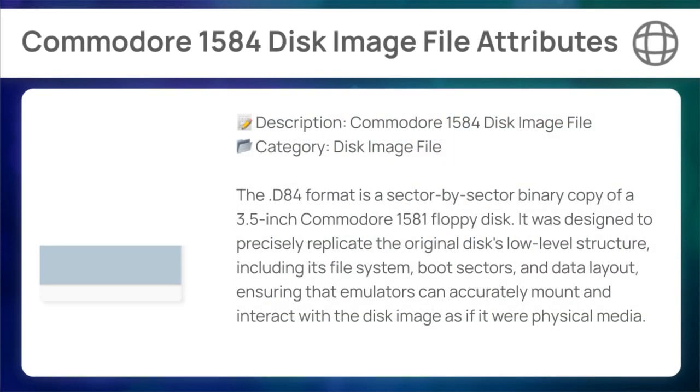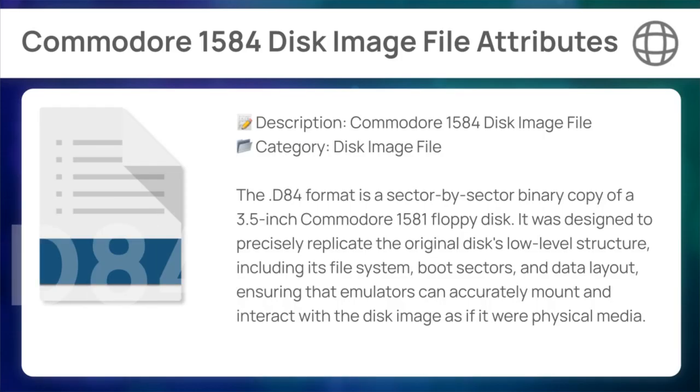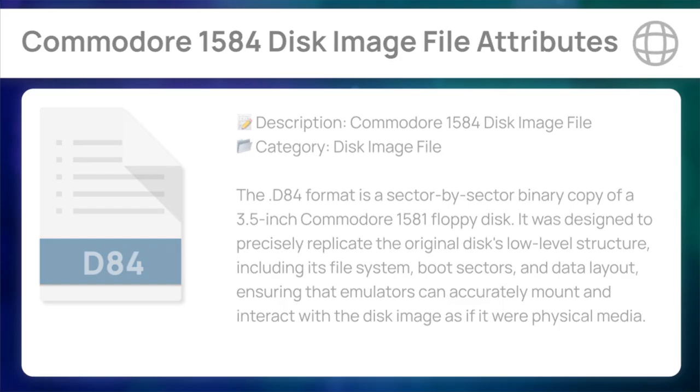The D84 format is a sector-by-sector binary copy of a 3.5-inch Commodore 1581 floppy disk. It was designed to precisely replicate the original disk's low-level structure, including its file system, boot sectors, and data layout, ensuring that emulators can accurately mount and interact with the disk image as if it were physical media.